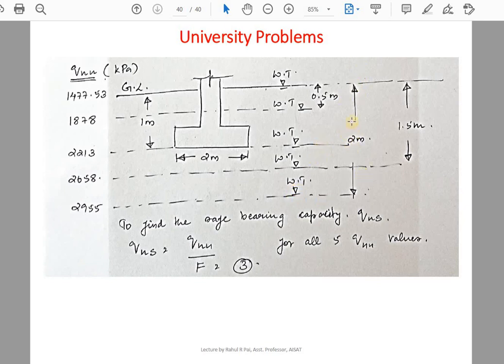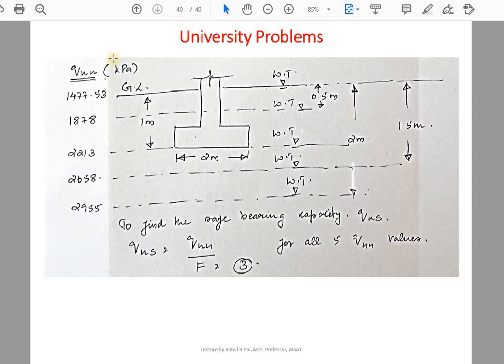So don't go with this sketch. It will be 4 meter. So this will become 4 meter. So that is the only change. No, this is 2 meter. So this is 3 meter. Sorry. So this will be 3 meter. So you consider this as 3 meter. Water table is at 3 meter below the ground level, or 2 meter from the base of the footing.